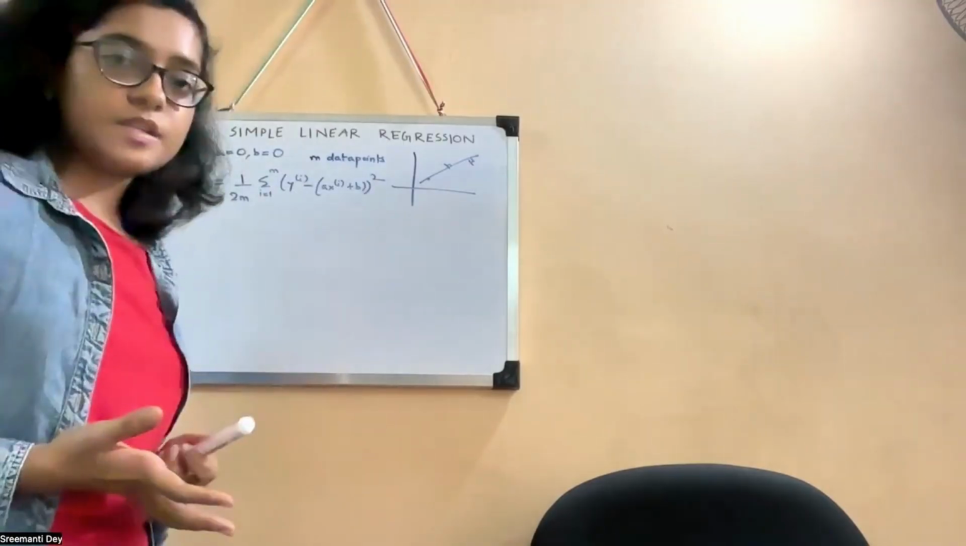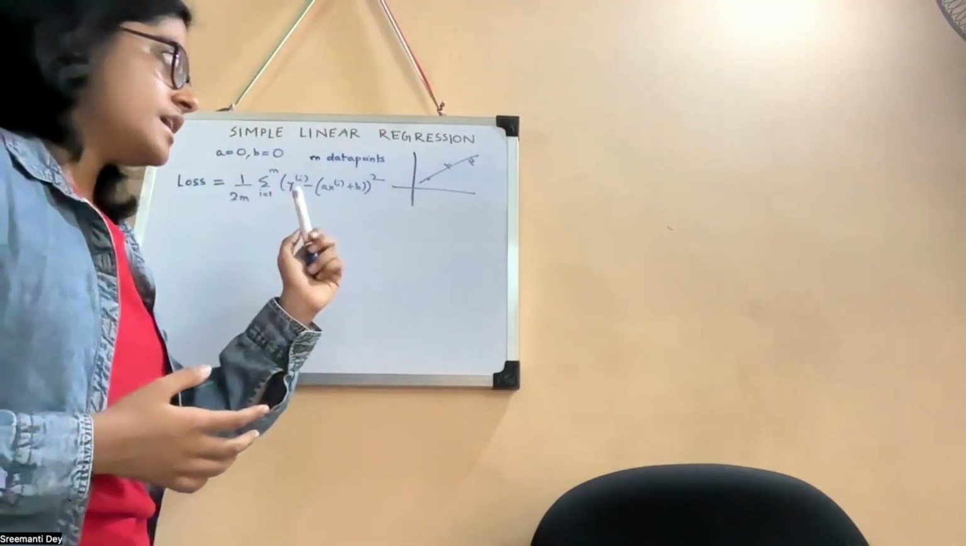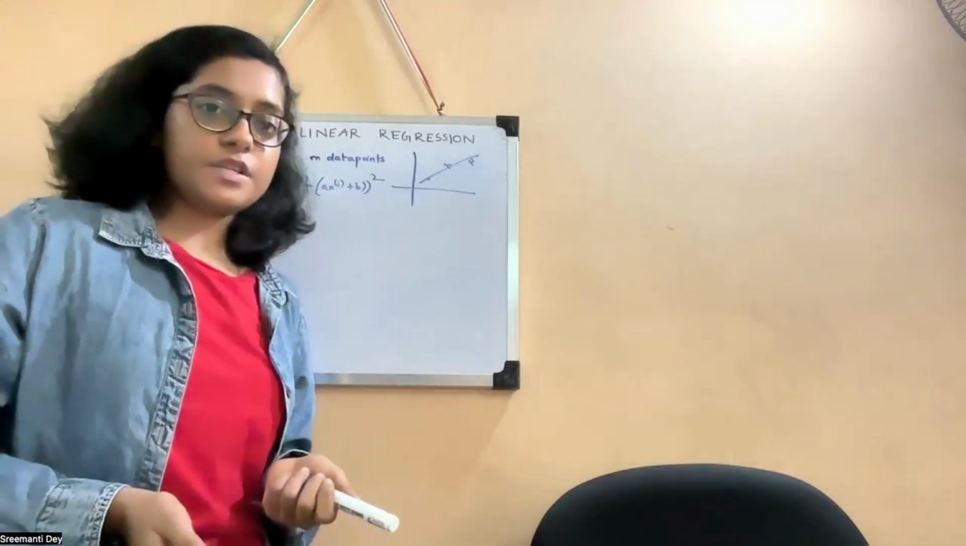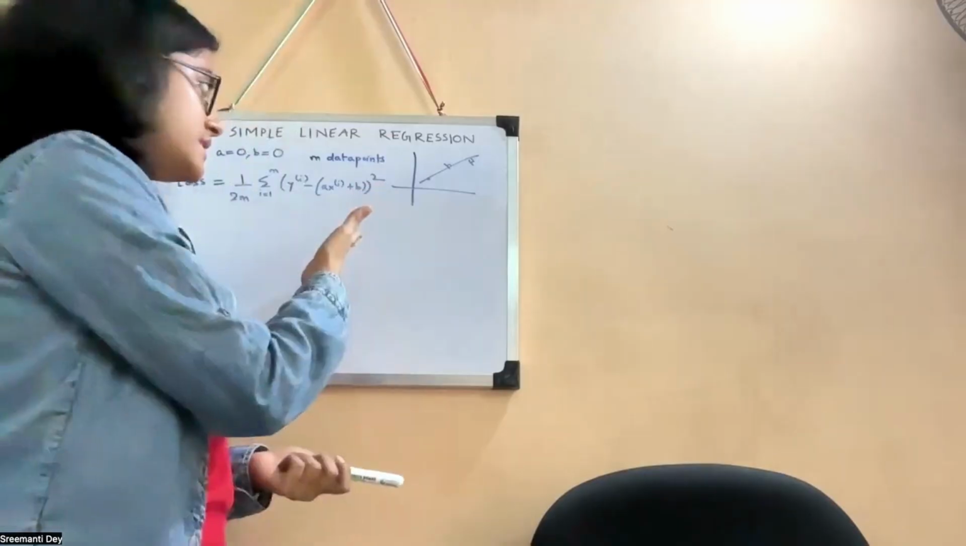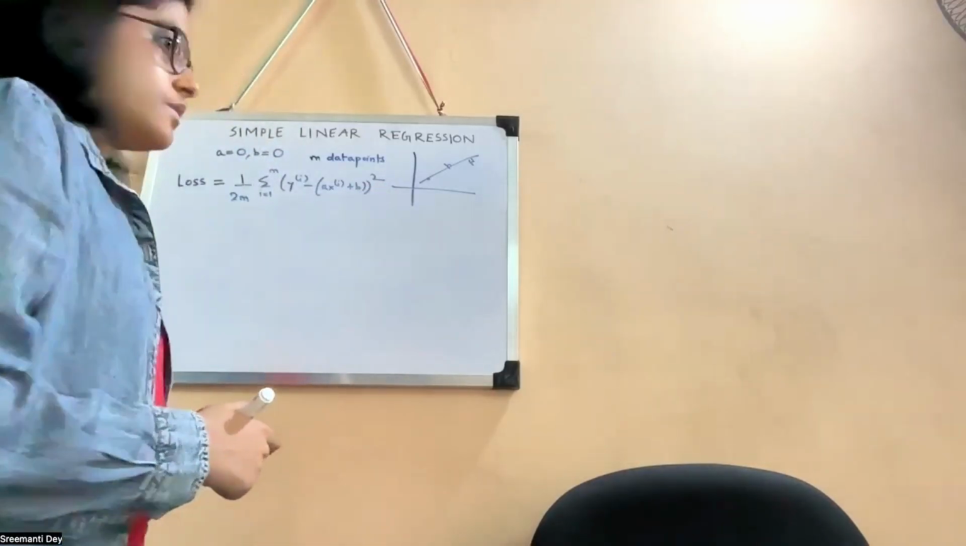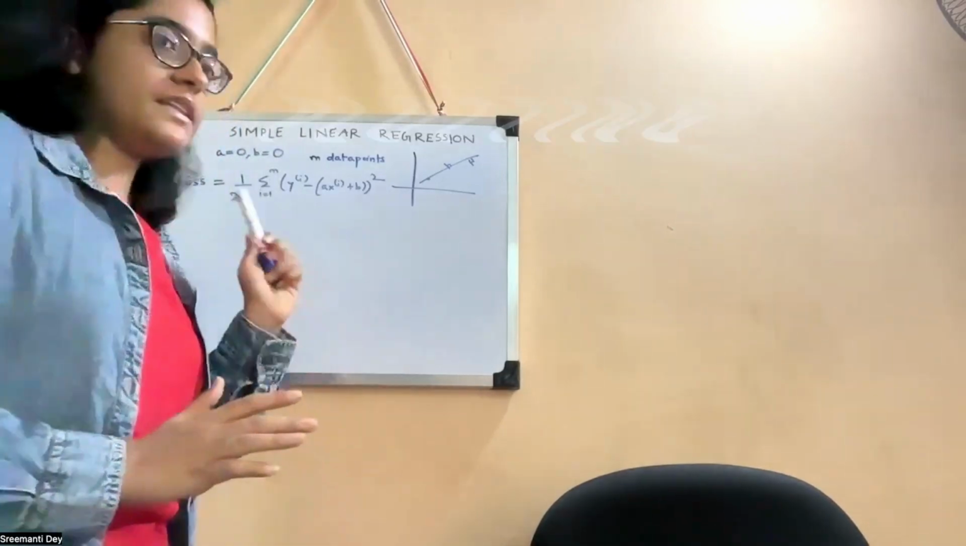And so what is the purpose of this line? Once we have this line, regardless of whatever value of x we have, we can get the value of y without any effort. We just need to put the value of x in this equation and we'll get the value. We can predict the value easily. Okay, so now what comes is plotting this loss function.